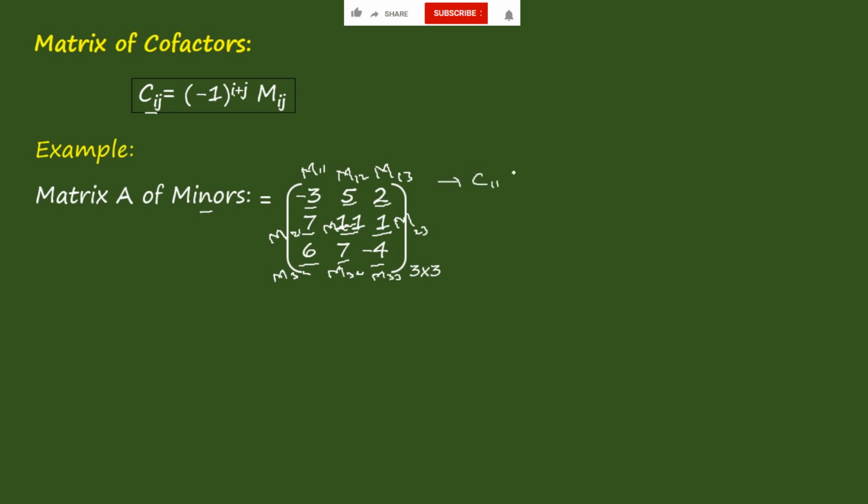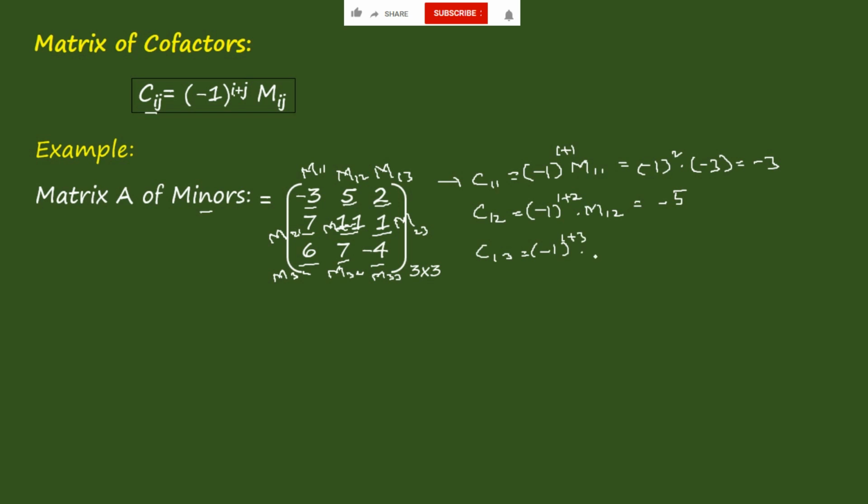This is nothing but C1 1. Cofactor 1 1 is equal to minus 1 power 1 plus 1 into minor of 1 1, which is minus 1 square into minus 3, which gives us minus 3 only. Similarly, cofactor 1 2 is equal to minus 1 power 1 plus 2 into minor of 1 2, and we get minus 5. Similarly, cofactor 1 3 is equal to minus 1 power 1 plus 3 into minor of 1 3, which is 2.